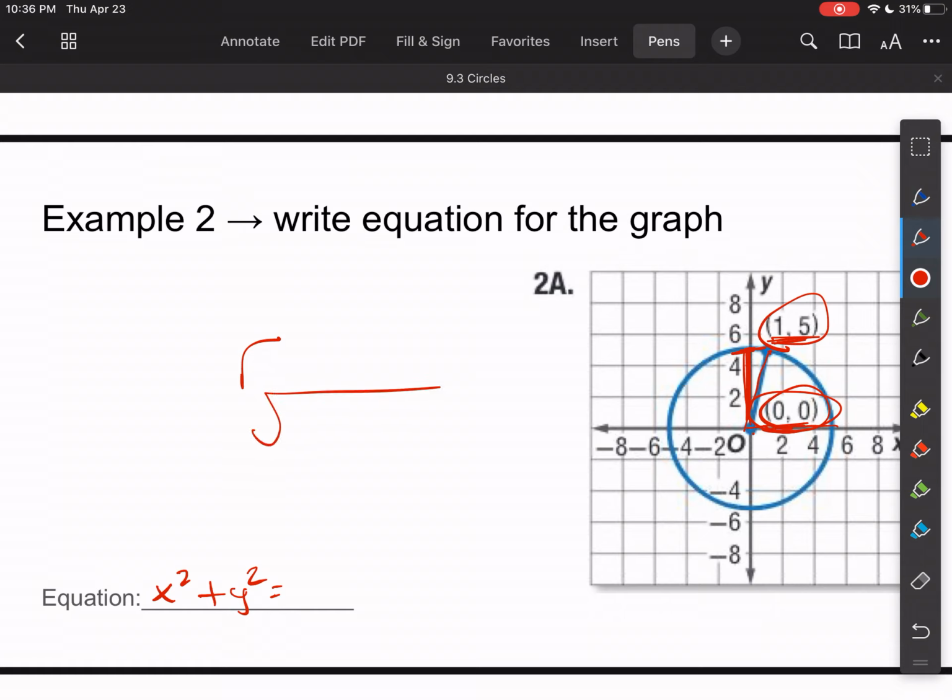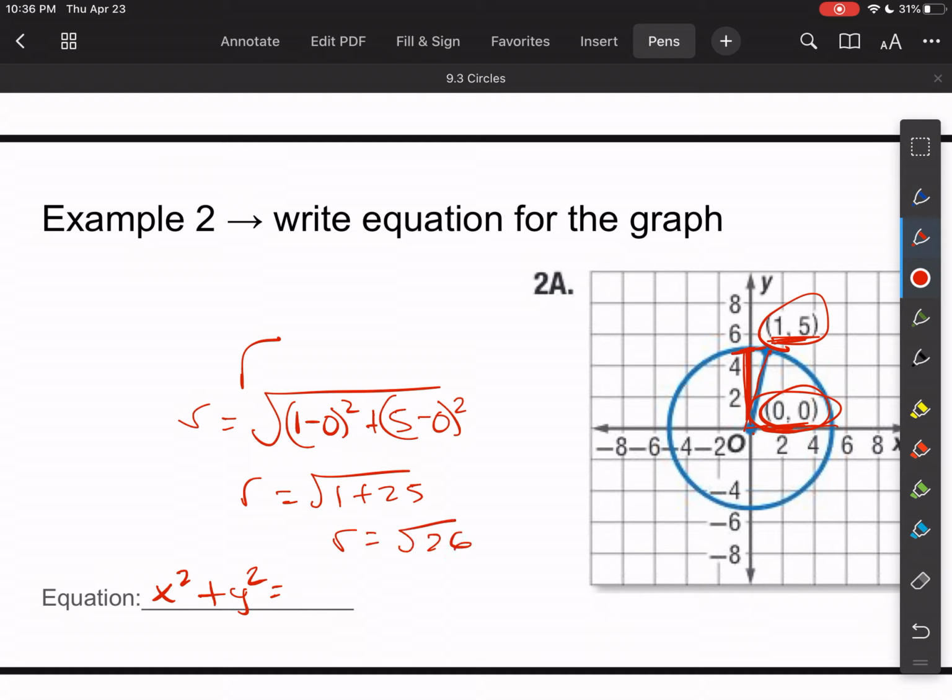The distance would be equal to the change in x squared, so 1 minus 0 squared, plus the change in y squared, 5 minus 0 squared. This is equal to r, by the way. R is equal then to 1 plus 25, so r is equal to the square root of 26. Since typically x squared plus y squared is equal to r squared, if I just found r, and r is the square root of 26, if I square that, I would just get 26, right? Just to show you, this would be the square root of 26 squared, but I can simplify that.